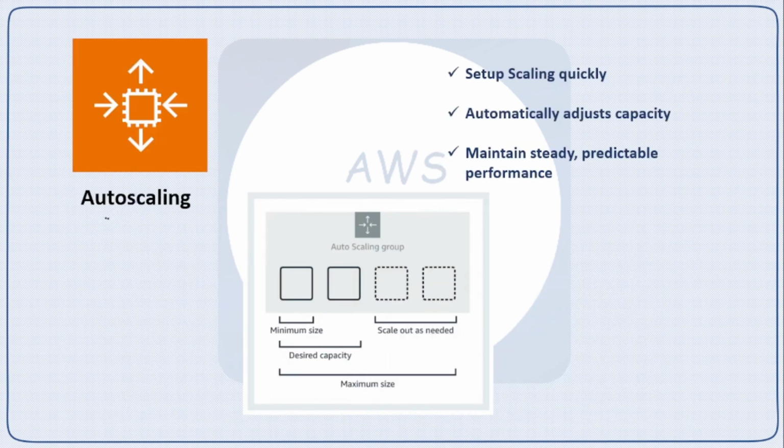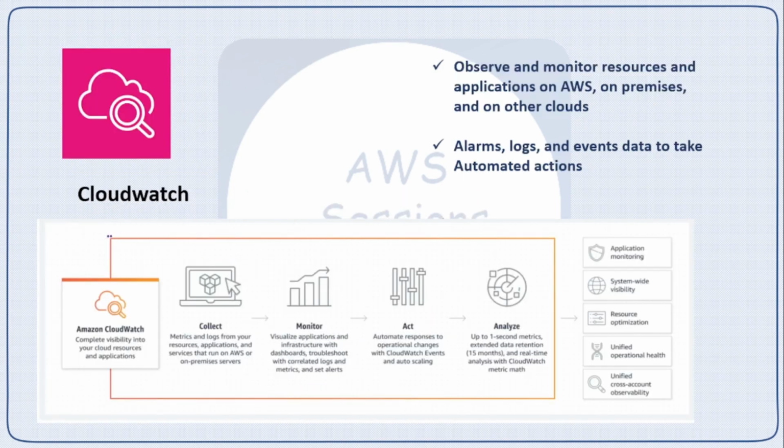Suppose you want your application not to be impacted in case of any performance issue or load, then autoscaling. With autoscaling, you can automatically create more instances when required. So here you need to define the maximum capacity, desired capacity, and minimum capacity. So that is what autoscaling is.